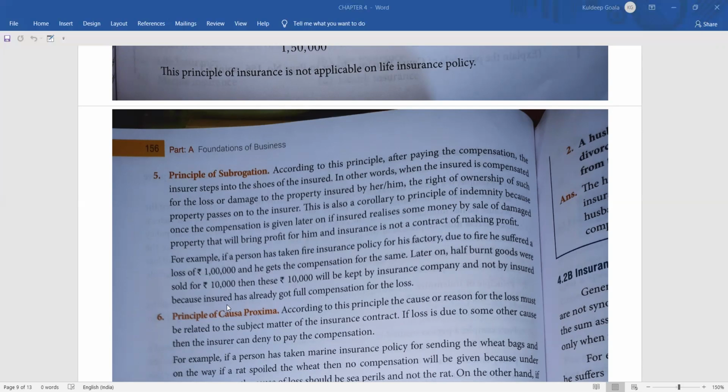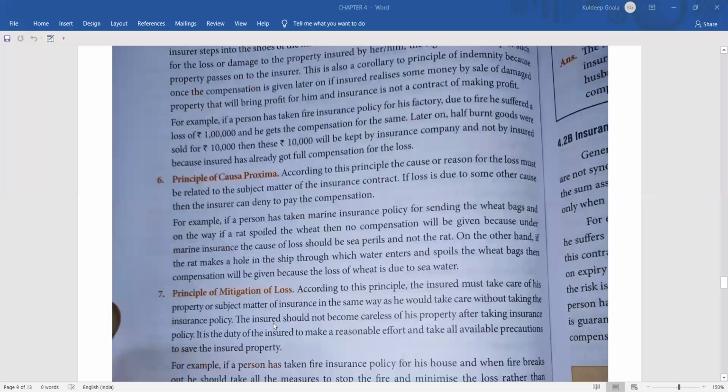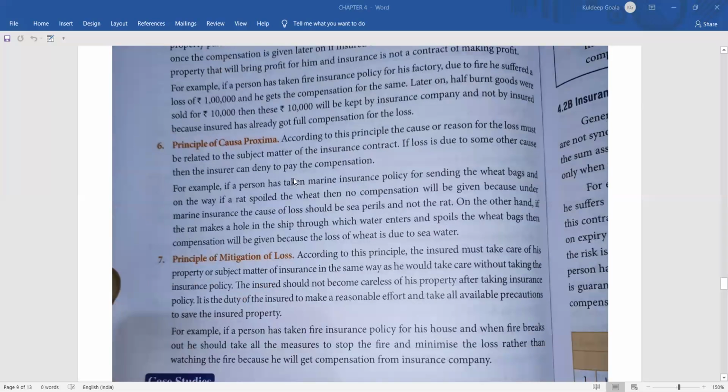Then coming to the next one, principle of causa proxima. Causa proxima means the incident should be related to the insurance taken. Like suppose you have done fire insurance and the loss has been due to some other reason, then you will not get the money. Causa proxima says that if you have done fire insurance, only the loss by fire will be compensated by the insurance company. It will not be compensated for some other thing.